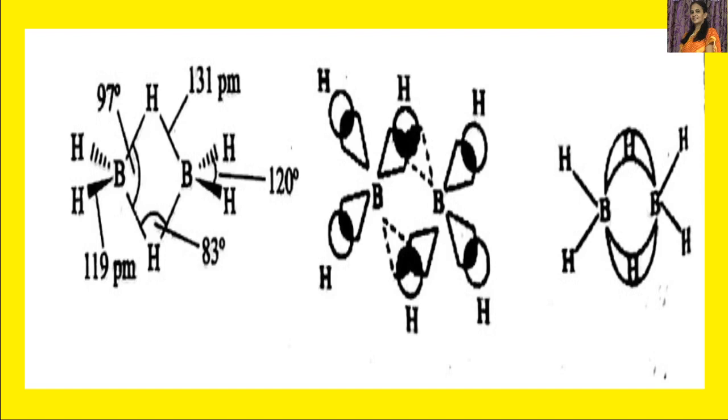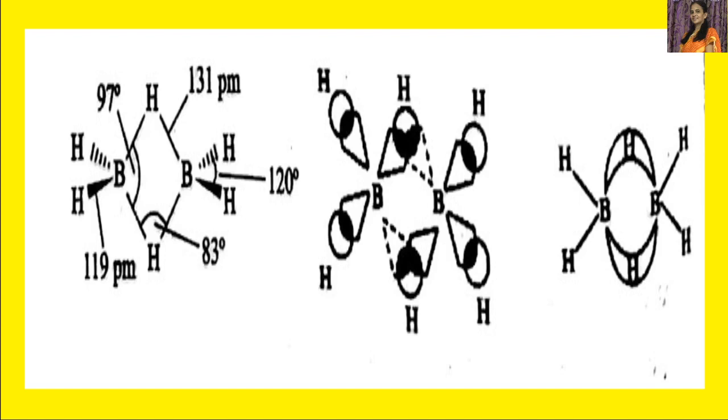Now, two sp3 hybrid orbitals on each boron atom overlap with the s orbital of hydrogen to form BH2, like this. This is one BH2, this is another BH2. You can see that coplanar BH2 groups are present. Now, the remaining two hydrogen atoms lie above and below.